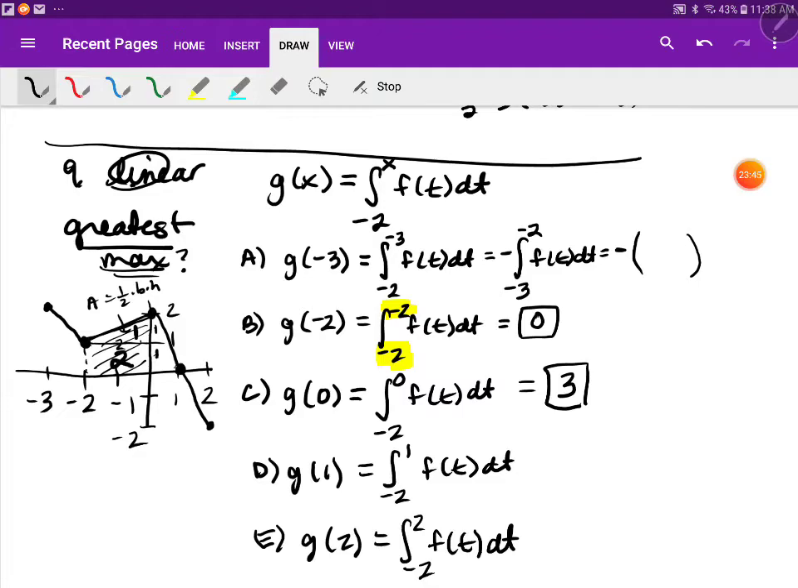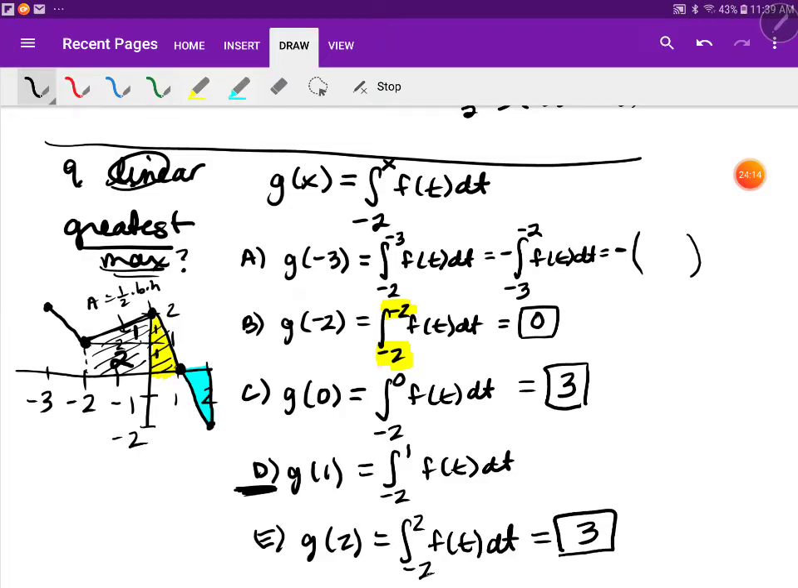G of 1, I do add more area. Okay, so I'm thinking this one's higher at the moment. Now, if I go all the way to 2, that's back to 3. Because of the signed area, let me color these in these two colors. So look at that yellow area and look at this blue area. So the integral from 0 to 2 is 0 because they cancel each other out.